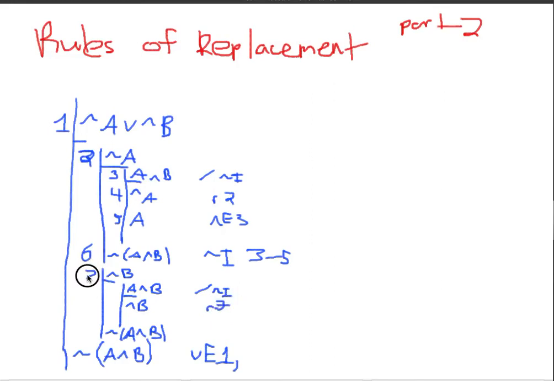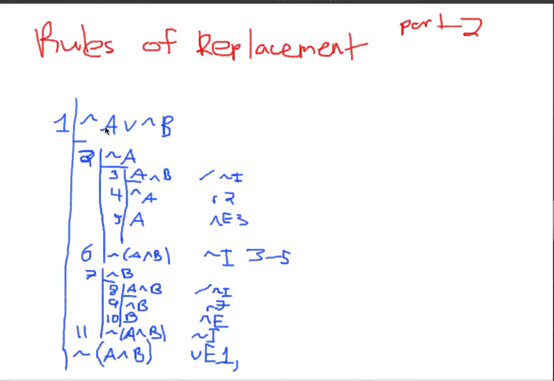This is line 7. And we can then use conjunction elimination. Hopefully I didn't misspeak earlier about that. So we have B by conjunction elimination. And now we have the contradiction that we were looking for. So now we can use negation introduction to get not A and B. And now this subderivation is completed as well, which means we've completed a proof, right?